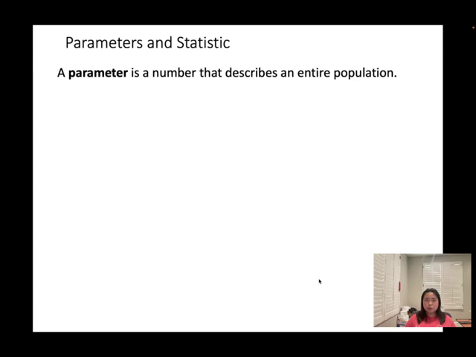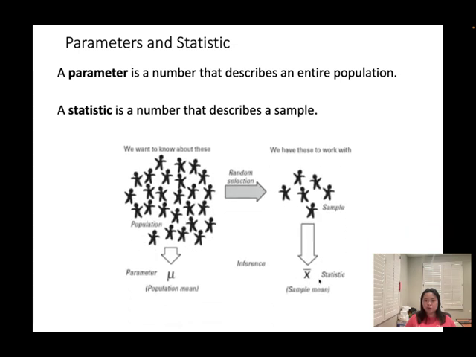Parameters and statistics. A parameter is a number that describes an entire population. A statistic is a number that describes a sample. Look at this picture. This is the population. Using our example, if we want to find the mean weight of 10-year-old girls in the United States, then the population mean is called the parameter. The parameter is a number that describes the population. For example, you can find the population mean, population standard deviation, or population proportion.